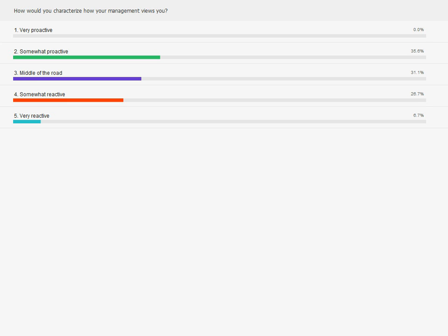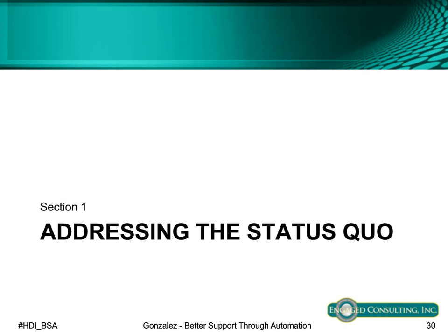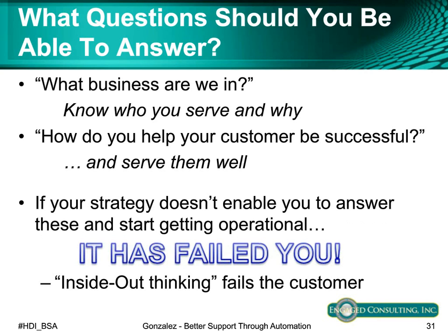Okay, so we're going to start out and we're going to address the status quo. I think one of the things you can do to serve yourself and your customer better is to ask yourself the question, what business are we in? And the second question that's related to that, how do you help your customers be successful? The third question you might want to ask along with that is, how well are we actually doing? So what does your customer think about the support that you give them to do that?